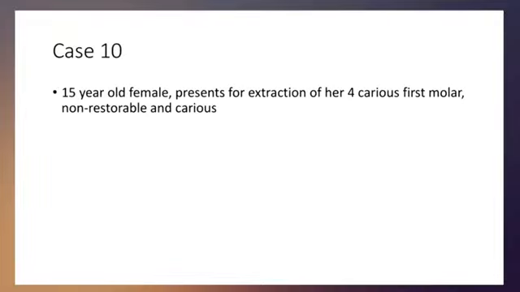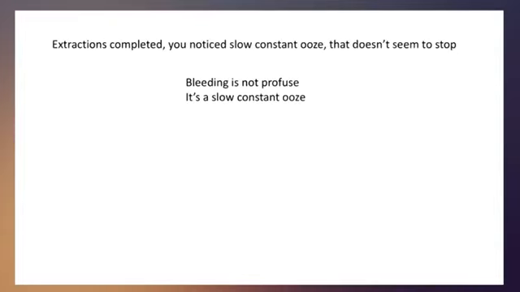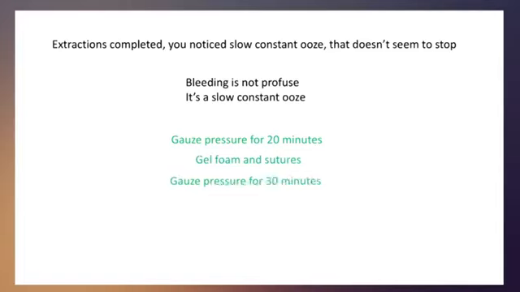Last case, case 10, 15-year-old female presents for extraction of 4 carious first molars. They're non-restorable. She denies medical history, denies any surgical history, no medications, no allergies. You complete extractions and notice slow, constant ooze that doesn't seem to stop. Bleeding is not profuse, it's a slow, constant ooze. So you apply gauze pressure for 20 minutes, use gel foam and sutures, gauze pressure again for 30 minutes.